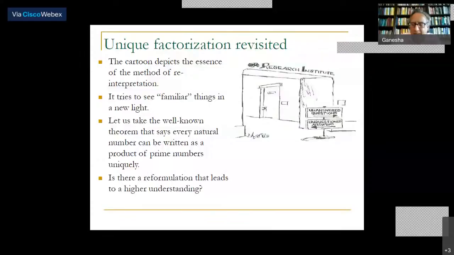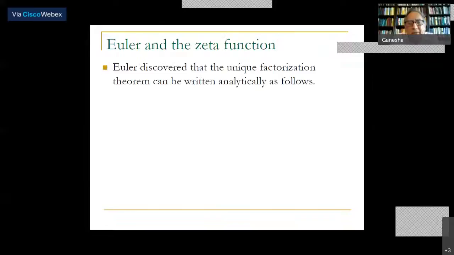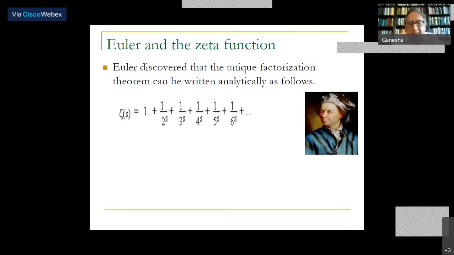Here's the first version of this, which comes from Euler. Euler discovered that unique factorization can be written analytically. Here's a picture of Euler. He would write all the natural numbers not as 1, 2, 3, dot, dot, dot, but as 1 plus 1 over 2 to the s, plus 1 over 3 to the s, plus 1 over 4 to the s, and so on, and think of it as a function of the variable s. Then the unique factorization theorem he expressed as an infinite product over primes of 1 over 1 minus 1 over p to the s. This is the unique factorization theorem expressed analytically.